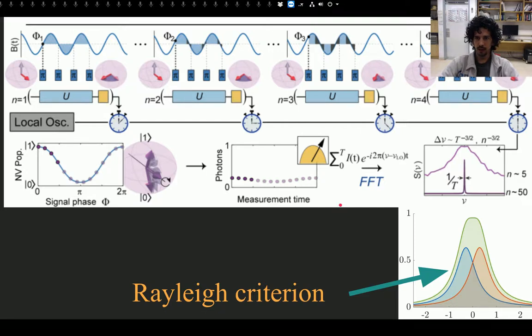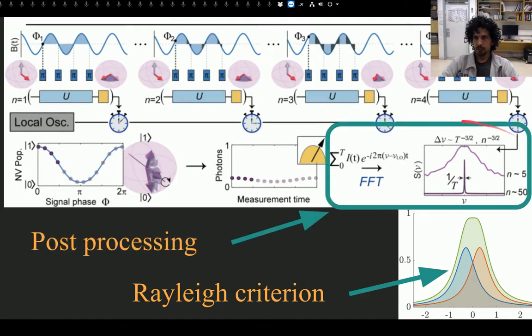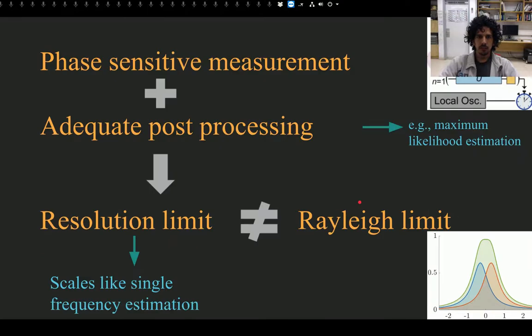And in our work, we focus on this last step, the post-processing of the data. What we claim is that with this type of phase-sensitive measurement and adequate post-processing of the data, in this case using maximum likelihood estimation instead of estimating the frequencies out of the power spectrum, the resolution limit is not set by the Rayleigh criterion, but rather it scales like a single frequency estimation, meaning the more measurements we do, the better we can resolve two frequencies.